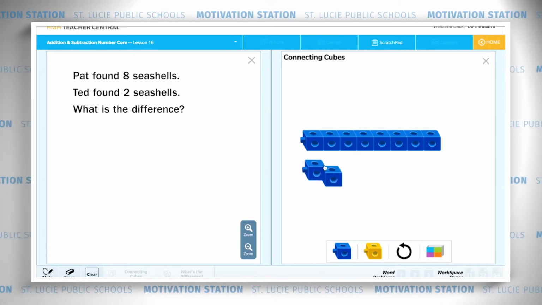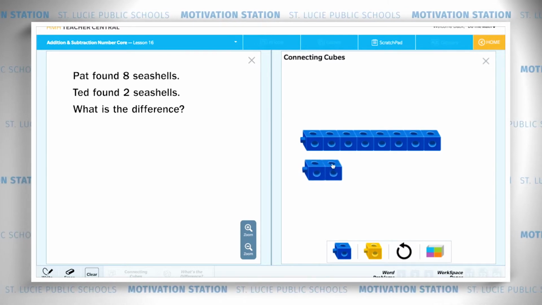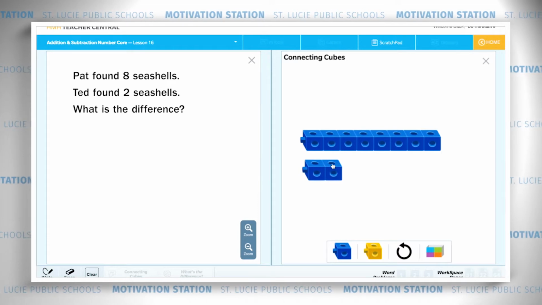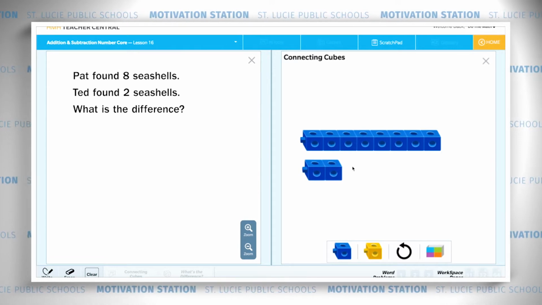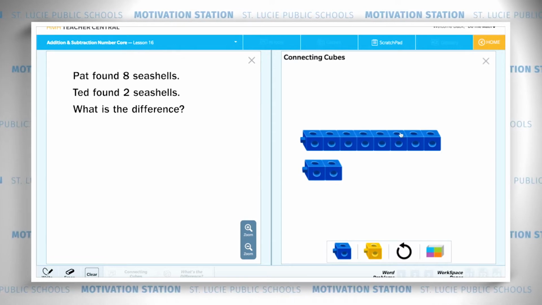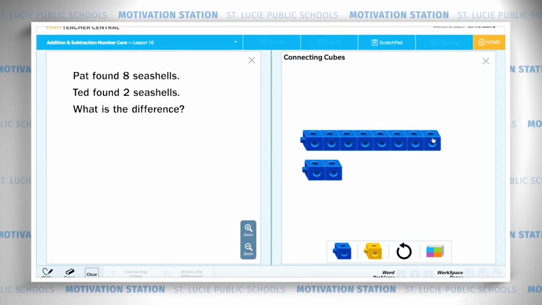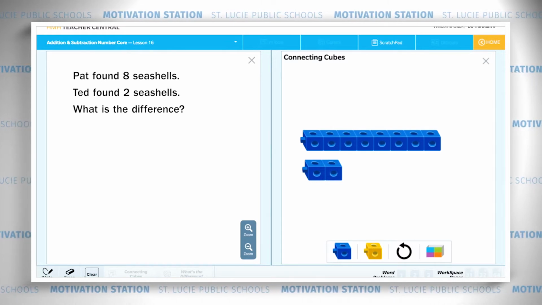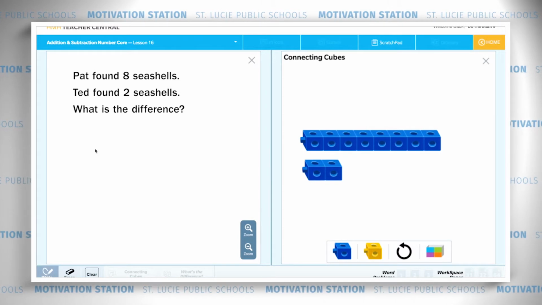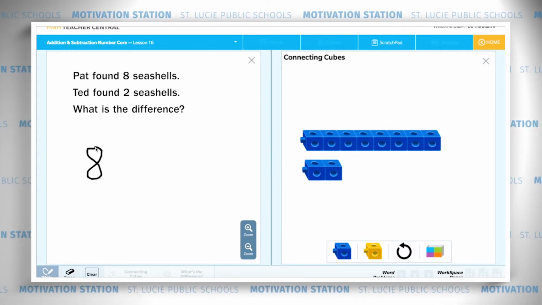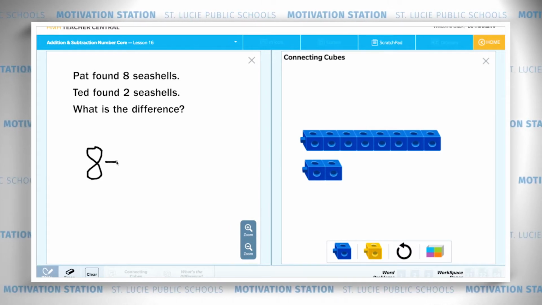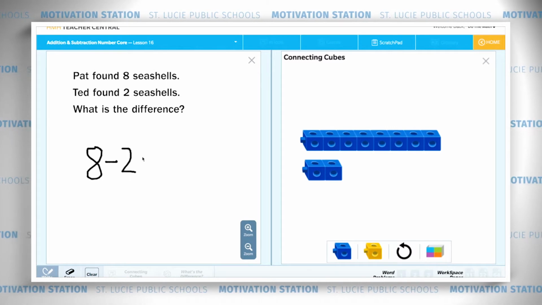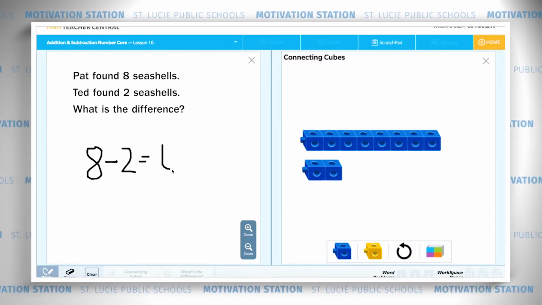Oh no, they won't move together. Oh, there we go. So now I can find the difference. Let's count the difference, and it starts right here. 1, 2, 3, 4, 5, 6. So we can write this equation now that we know the difference. The difference is going to be 8 minus 2 equals 6.